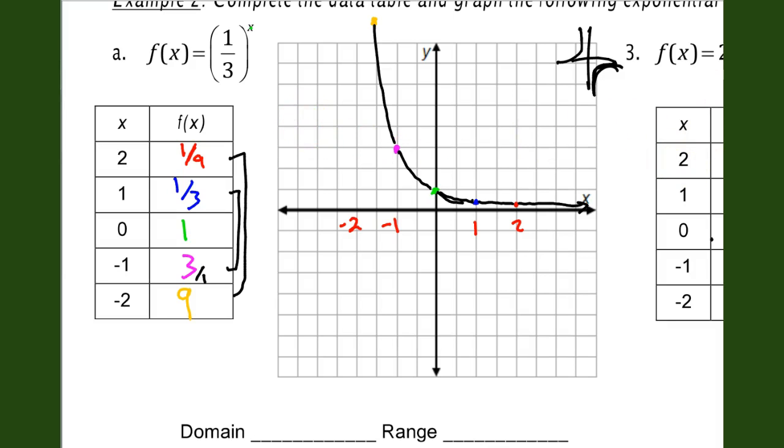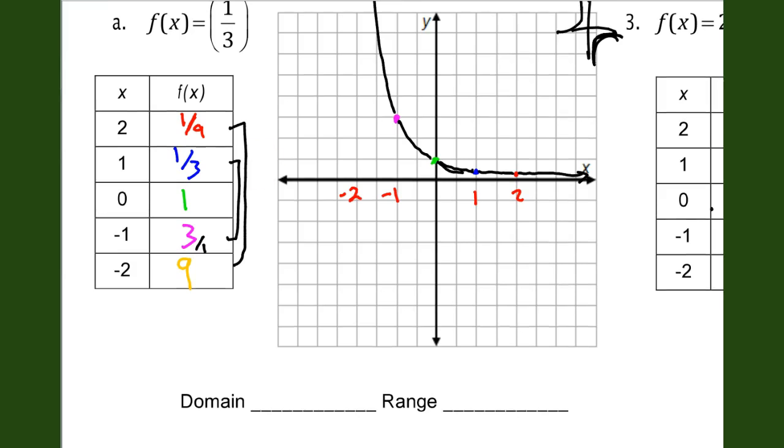Okay, so a few things about this. Talk about the domain and range. The domain is over here. Are there any values of x you're not able to plug in? Can we plug in positives? Yes. Can we plug in 0? Yes. Can we plug in negatives? Yes. We don't have any removable discontinuity or vertical asymptotes because we don't have any variables in the denominator here.